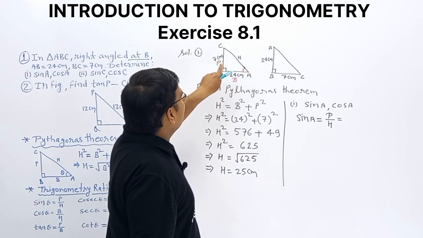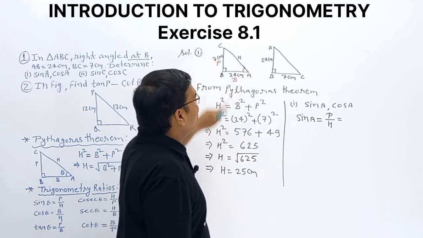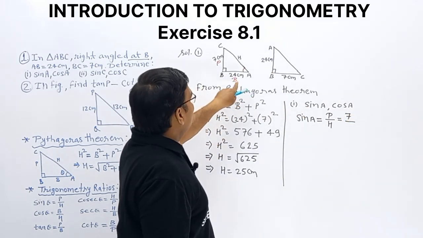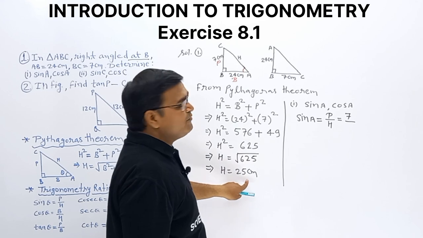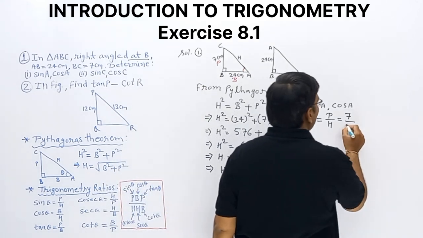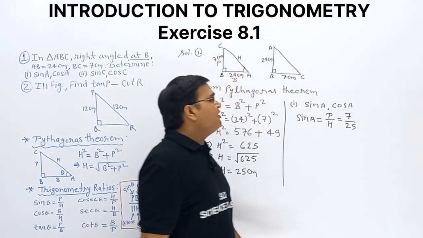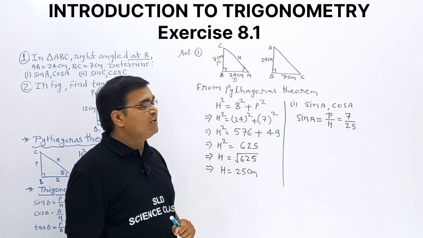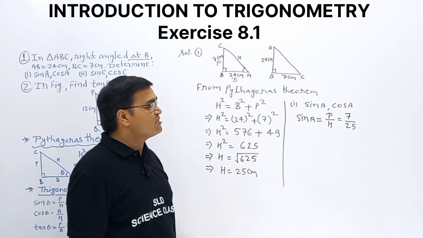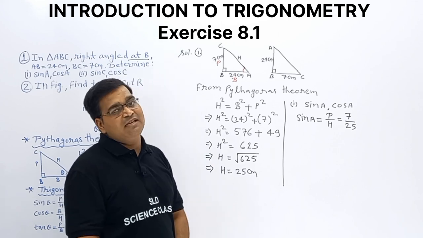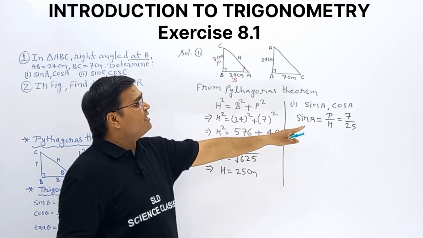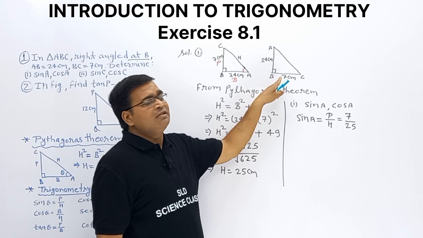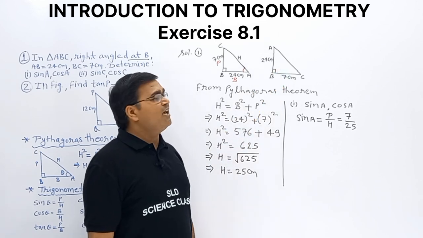Now opposite of A is the perpendicular. So what is the value of P? 7 centimeter. Divided by the hypotenuse, which we observed is 25 centimeter. So 7 upon 25 is the ratio of sin A. Clear? So in this way we obtained one trigonometry function, sin A, and its acute angle is A. This is the answer. But if someone drew this diagram, then how would they consider it?